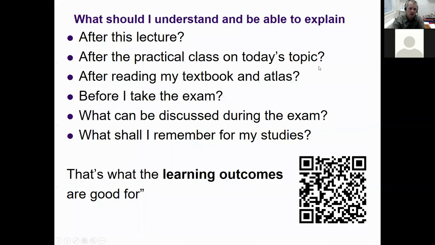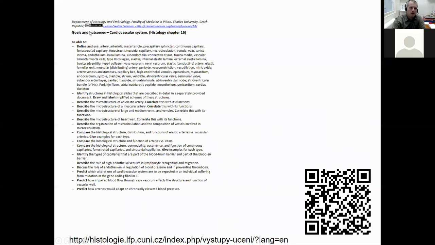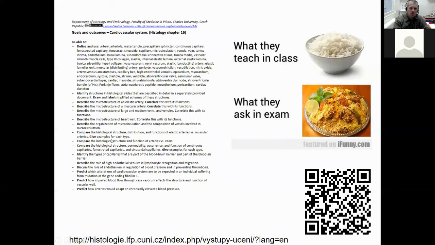So if you need to understand what to remember, what would be the questions in the exam, again, go to the goals and outcomes on the website, and this is for this chapter, the cardiovascular system. It's already part of what I would say is organ histology, the systematic histology, but as the blood vessels are literally in every slide, we expect also the first year students to know that. You will go into details of organ histology in the second year, but this still will be part of our exams. It's part of the syllabus. So you don't need to ask what they will be asking. It's all published publicly.